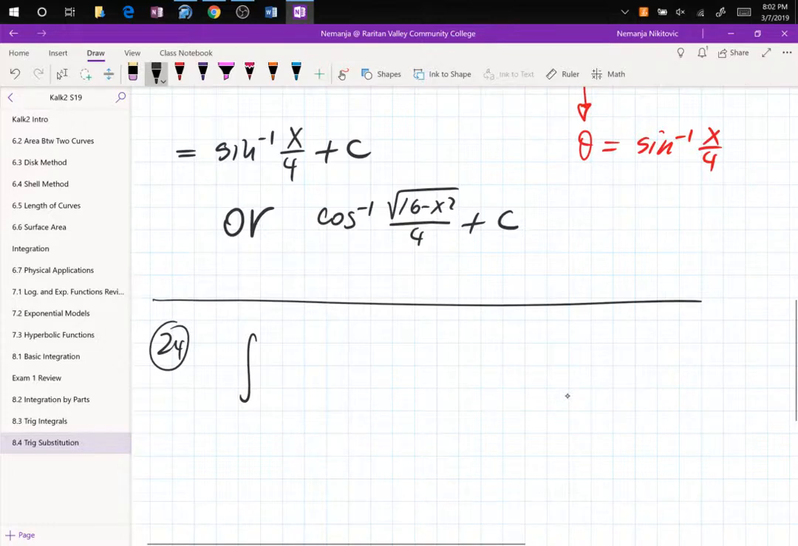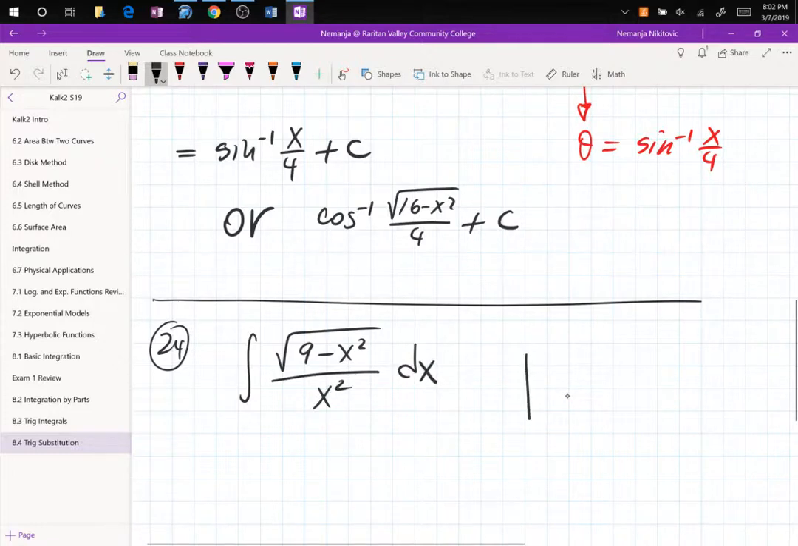Integral of the square root of 9 minus x squared divided by x squared dx. Triangle immediately. Theta. It's a minus sign, which means that 9 is the hypotenuse squared. We have a 3 over there. We put x over here, and then you have your square root of 9 minus x squared using the Pythagorean theorem on the bottom.